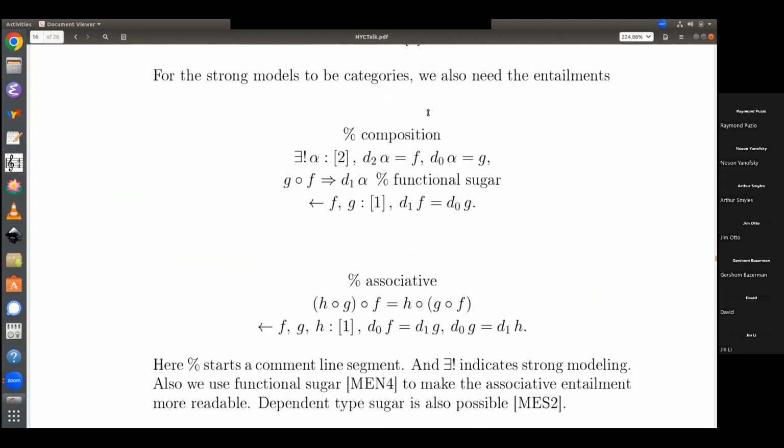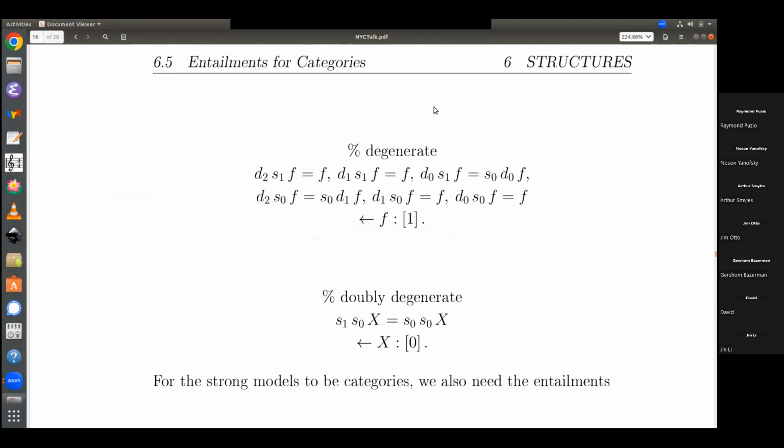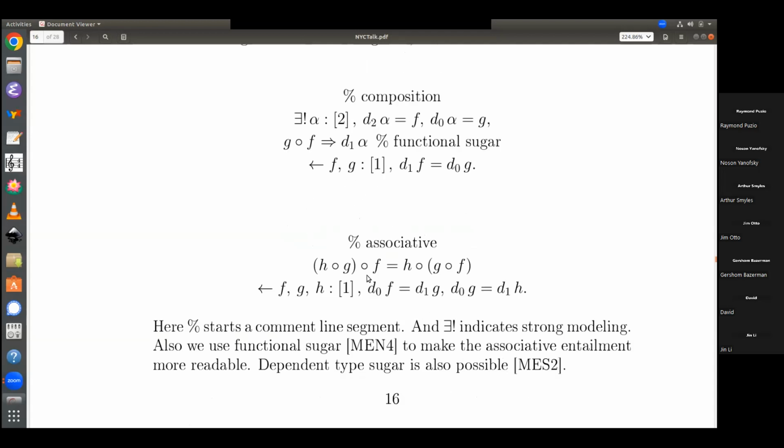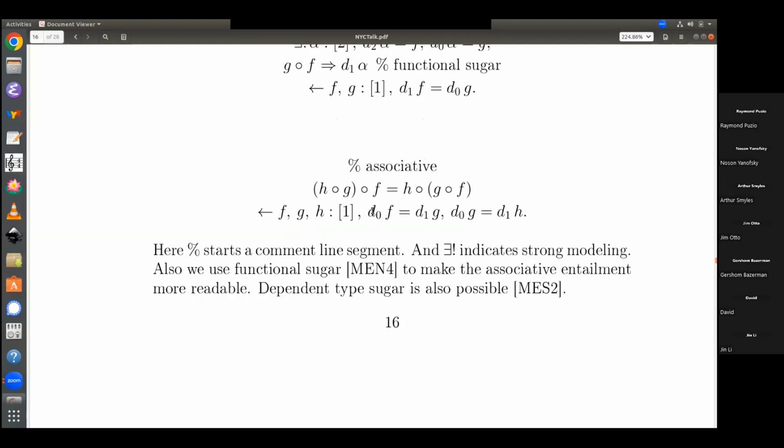When you talk about triangles, is that really basically compositions? Yeah, exactly. Okay. So for composition, I say when I have arrows that are composable, there is a triangle with the right face operators. And then entailments are really low level. They're kind of like an assembly language. So it's nice to have functional sugar where you actually have a composition function, and then that makes it easier to write down what associativity is.